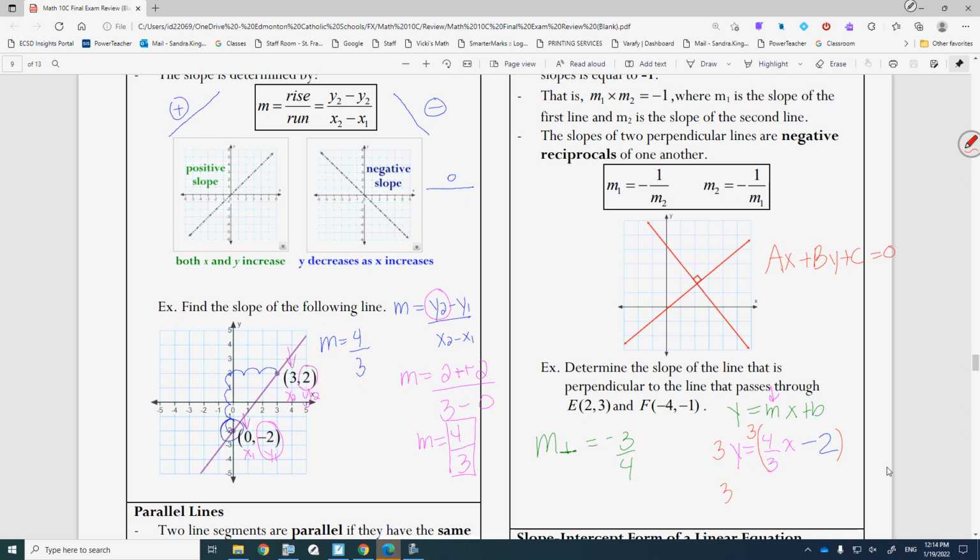I would then get 3y is equal to, distribute in that 3, and if you multiplied 3 times 4/3 in a bracket, you'd get 4. So 4x, the fraction would go. 3 times negative 2 is negative 6.